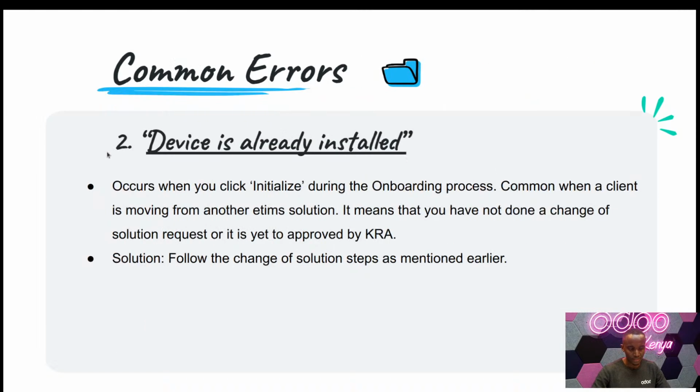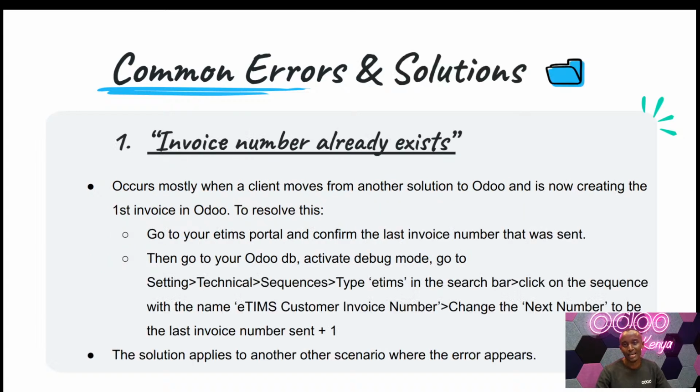To the third item on our agenda, we have some of the common errors that existing clients have been facing. Again, this is based on experience since we launched the Odoo eTIMS integration about 6 months ago. The good news is that these errors are now very rare. The KRA infrastructure that facilitates this integration has really improved. But just in case this error appears, this is how you're going to resolve it.